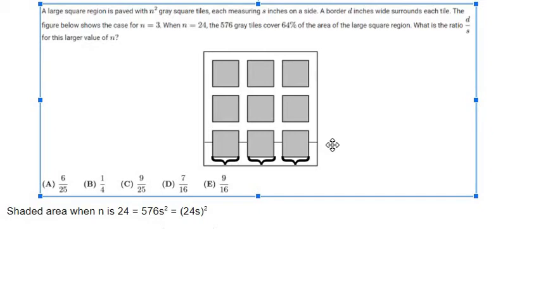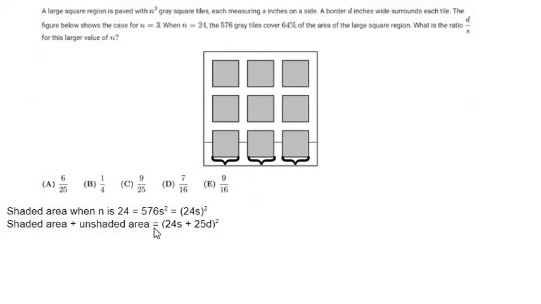So 25 times the value of d plus 24 times the value of s will give us one side of the square. Since we know the one side of the square, now we can simply square 24s plus 25d in order to get the area of the big square. So here we've written out that the shaded area plus the unshaded area is going to equal 24s plus 25d whole squared. Now that we know this, we can create a proportion.